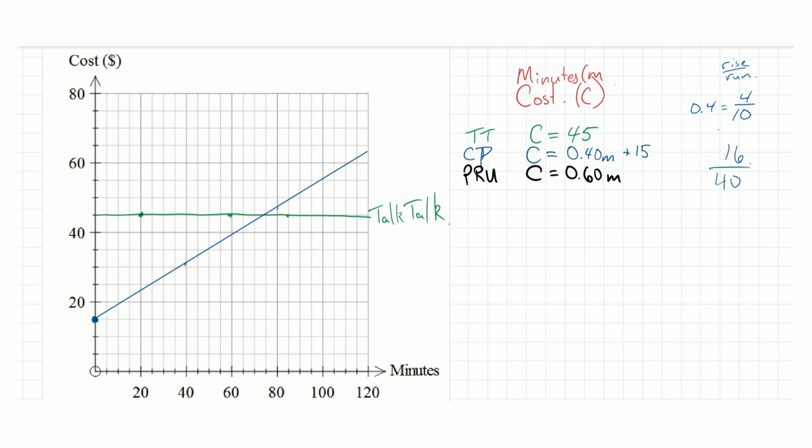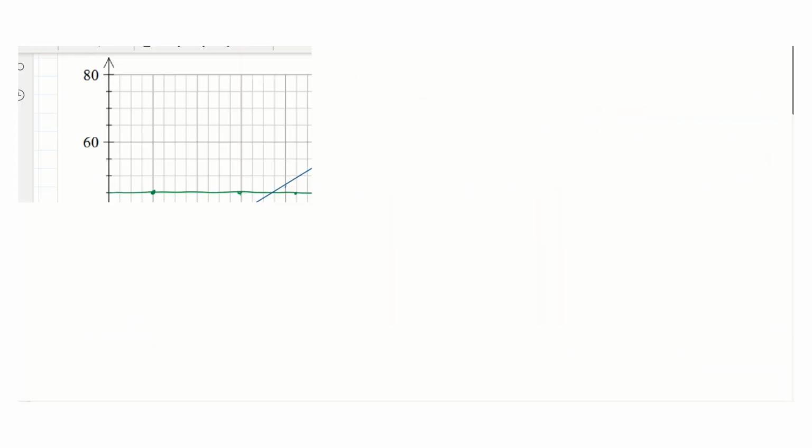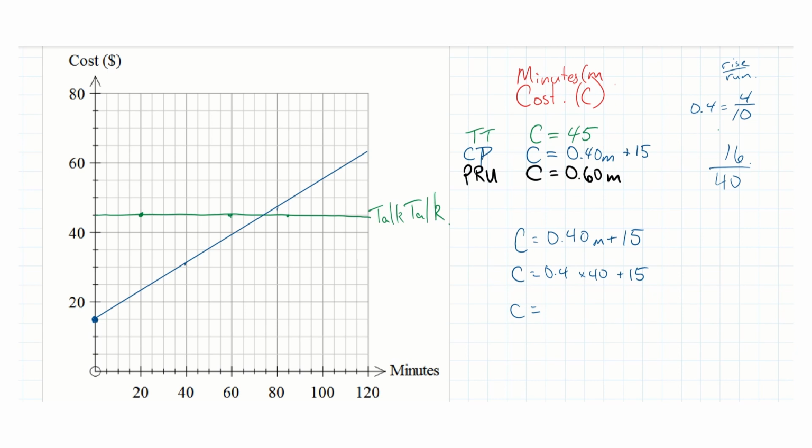The other way that I could do this is to substitute in the points. Let's say that I wanted to use this 40 again. I could substitute the number of minutes into my equation. So I'm going to take my equation, C equals 0.4 m plus 15, and substitute in my 40. So 0.4 times 40 plus 15. C is equal to, what's 0.4 times 40?